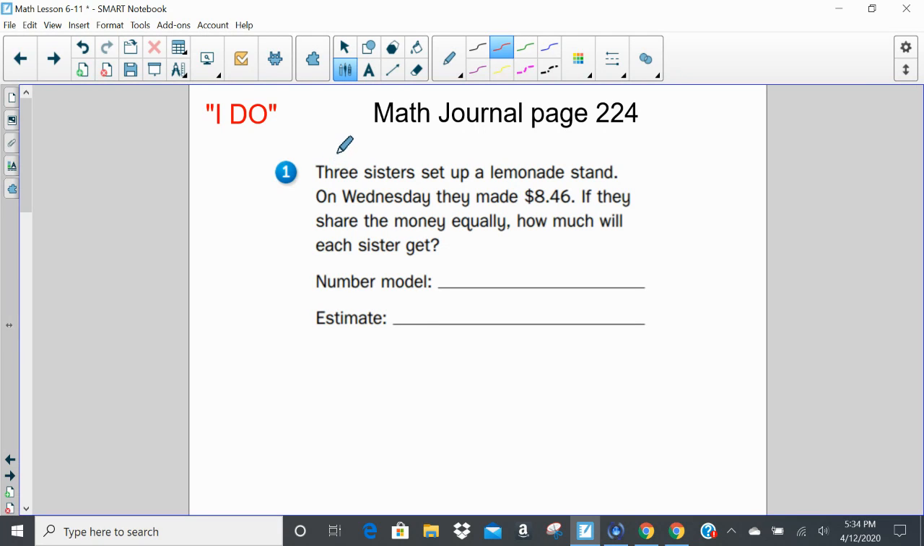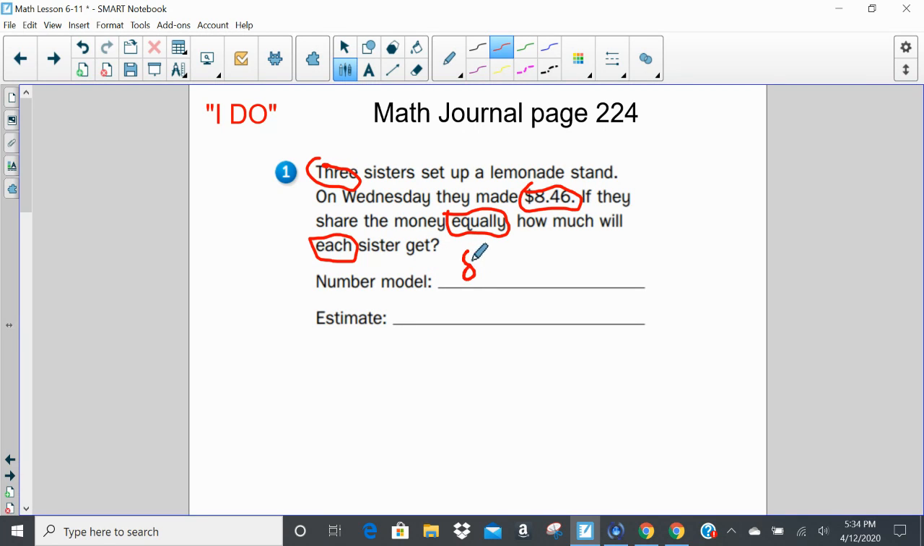They are here. So 3 sisters set up a lemonade stand. How many sisters? 3. On Wednesday, they made $8.46 from selling lemonade. If they share the money equally, that equally is our clue word. That equally tells us what to do. In this case, we are dividing. So equally always tells us divide. How much will each sister get? Also, each is that clue word. So what is our number model going to look like?